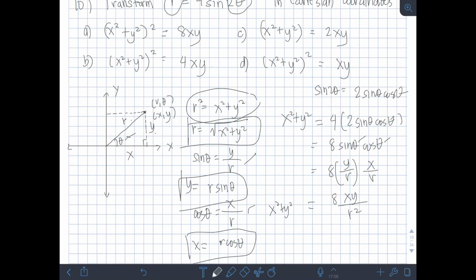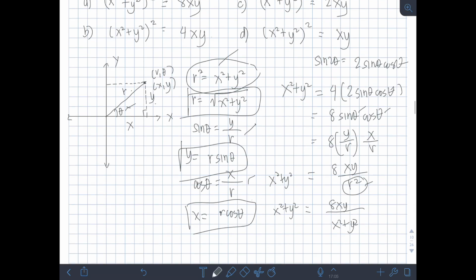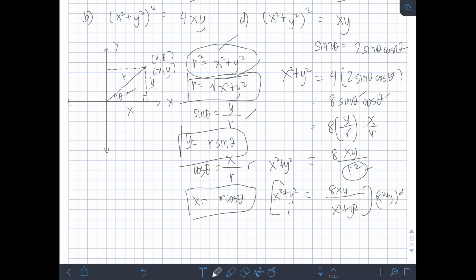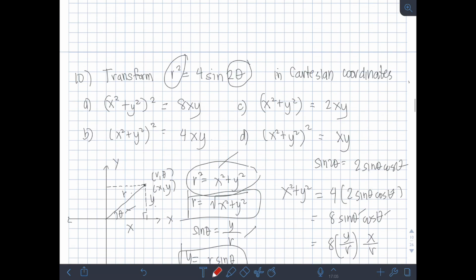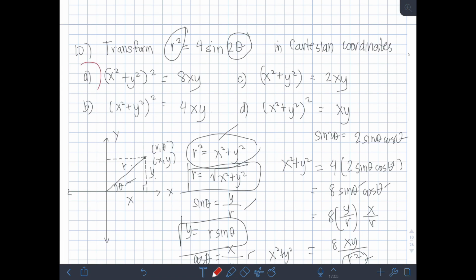We are not yet done because we still have r squared. It should be removed, so we apply this formula again, r squared equals x squared plus y squared. Substituting, x squared plus y squared equals 8xy over x squared plus y squared. We can multiply both sides by x squared plus y squared to cancel the denominator. On the left side, we have x squared plus y squared quantity squared is equal to 8xy. Then it cancels, so, therefore, this is our answer. x squared plus y squared quantity squared is equal to 8xy. So, the answer is letter A.